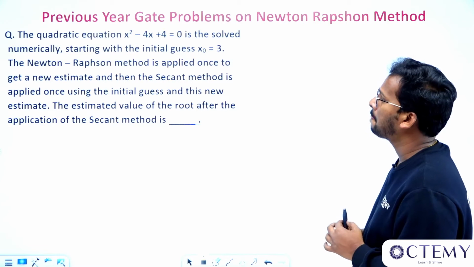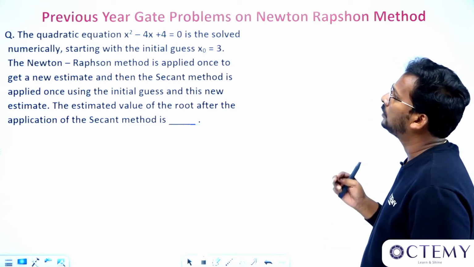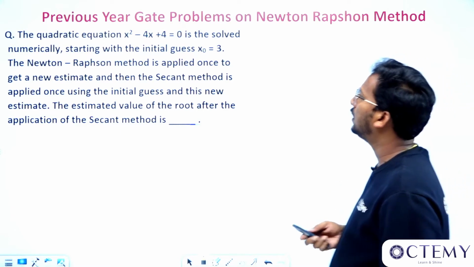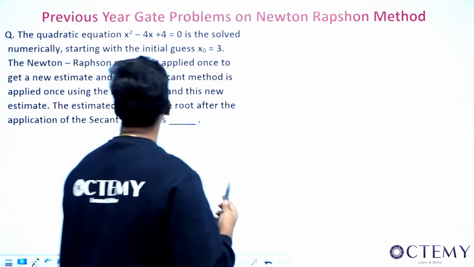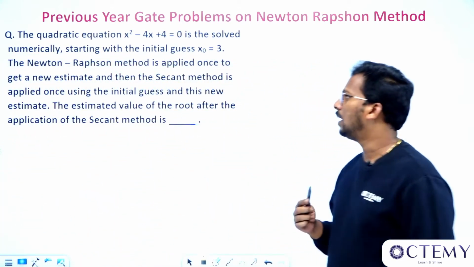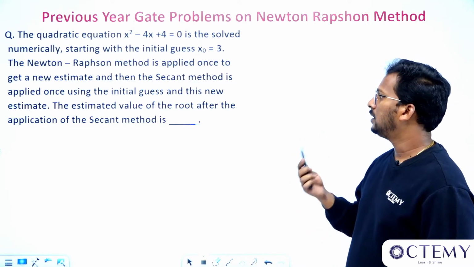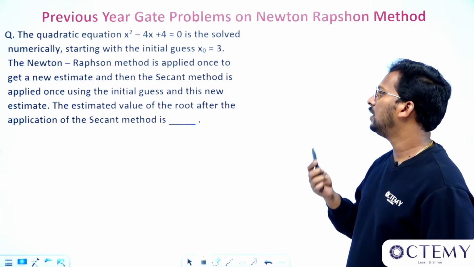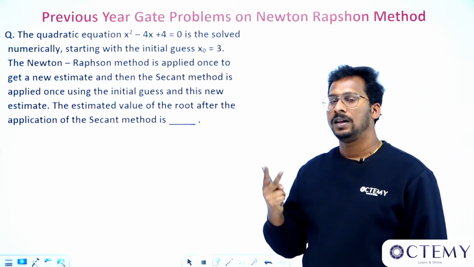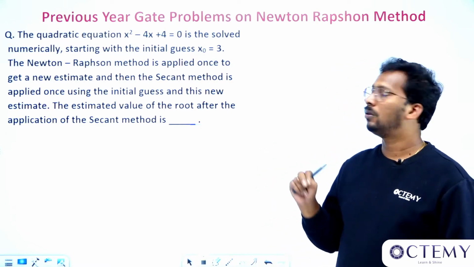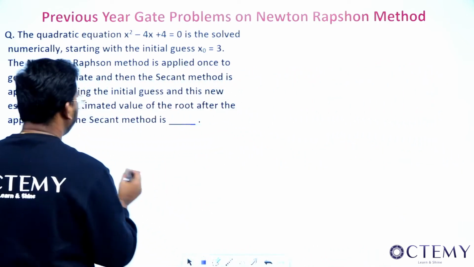The first question is saying the quadratic equation x square minus 4x plus 4 equal to 0 is solved numerically starting with initial guess x naught is equal to 3. The NR method is applied once to get a new estimate, and then the secant method is applied once using the initial guess and the new estimate. The estimated value of the root after the application of secant method is. That means in this question he is asking you two methods. He is asking you how to apply Newton-Raphson method and how to apply secant method. So see sir, if we try to solve this problem, we will write the solution.